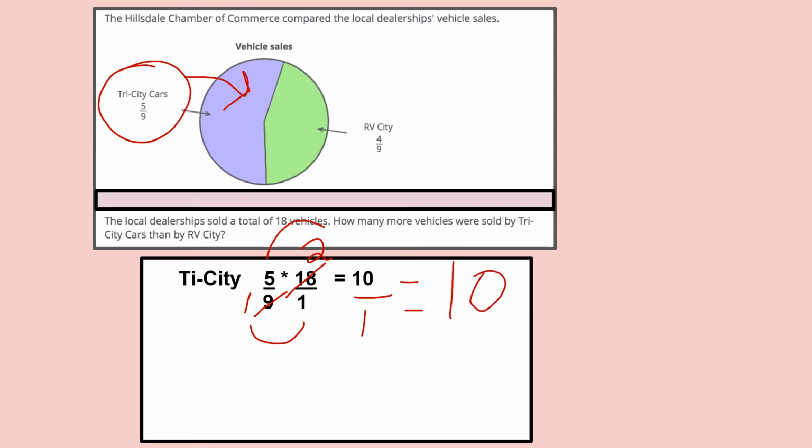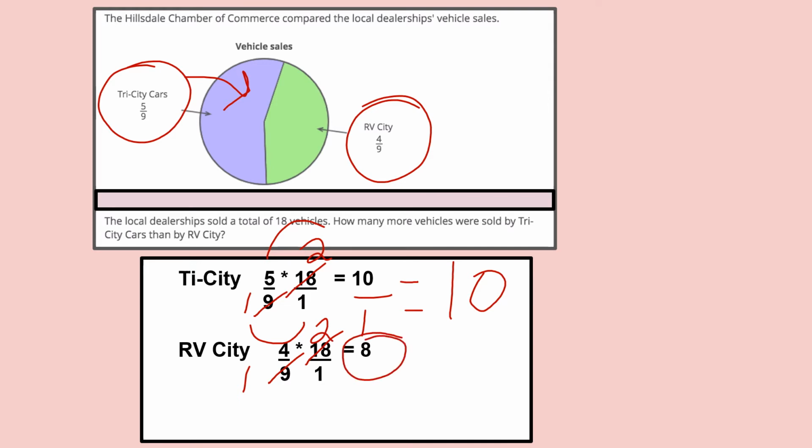And then we look at the graph again and we see that 4/9 of the cars were sold by RV City. And again, we can cancel. 9 goes into itself once, 9 goes into 18 two times. 2 times 4 is equal to 8. 8 over 1 is simply 8. And now we can answer the question. Since Tri-City sold 10 and RV City sold 8, 10 minus 8 gives us 2.